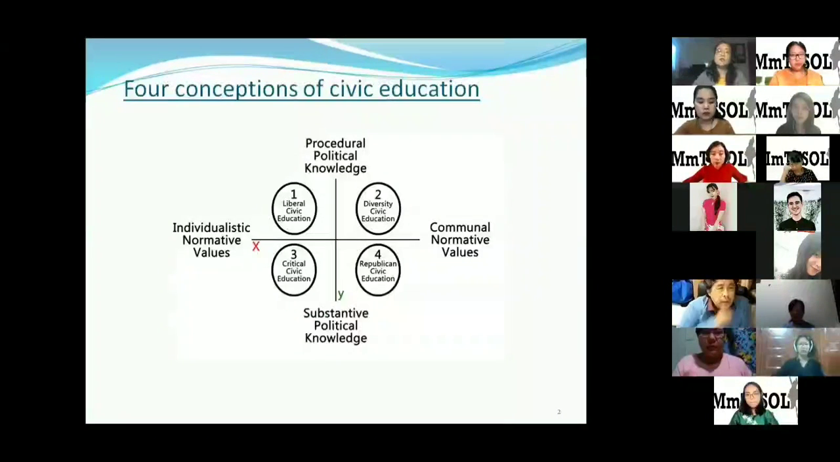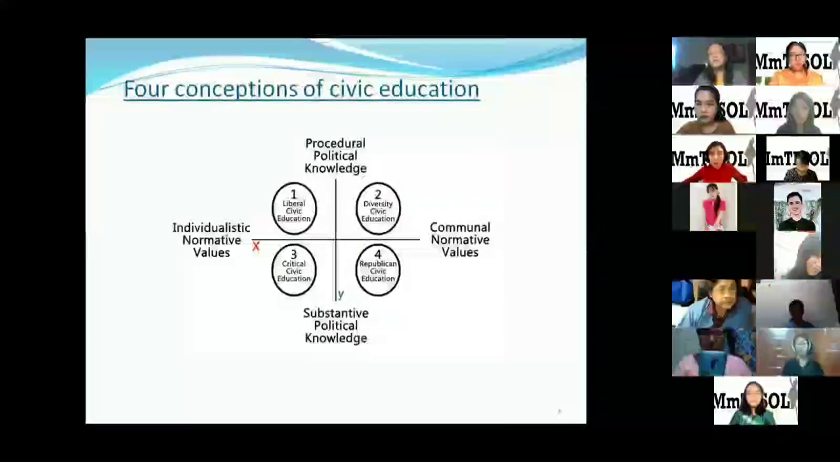So these are in general my discussion of what civic education is and what its components are. There is a lot of theory behind civic education, the theory used in the global north and the theory used in the global south. But my discussion is based on four conceptions of civic education. I put these conceptions on the X and Y axis, so in each quadrant there are four different types of civic education. One is liberal civic education, two is diversity, three is critical, and four is Republican civic education.